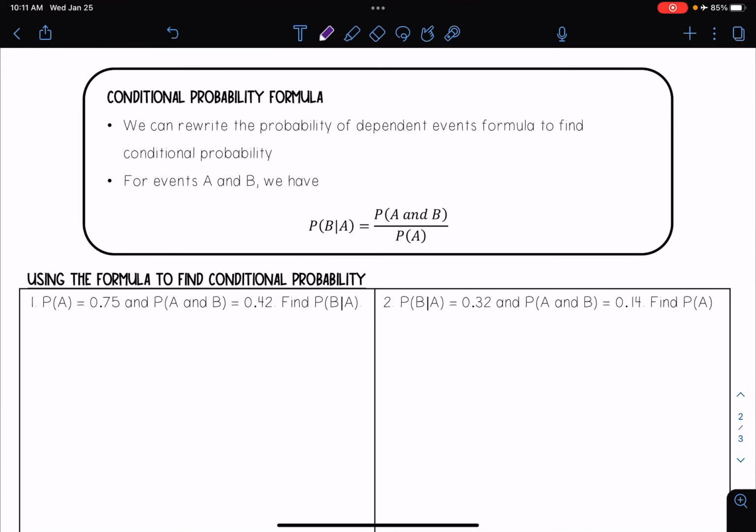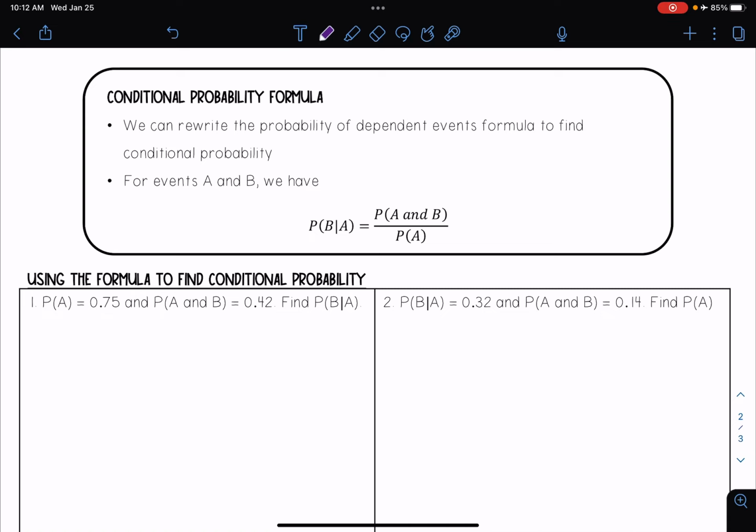In this video, we're going to be looking at using the formula to find conditional probability. So we can rewrite the probability of dependent events formula to find the conditional probability. For events A and B, we have the probability of B given A is equal to the probability of A and B over the probability of A.